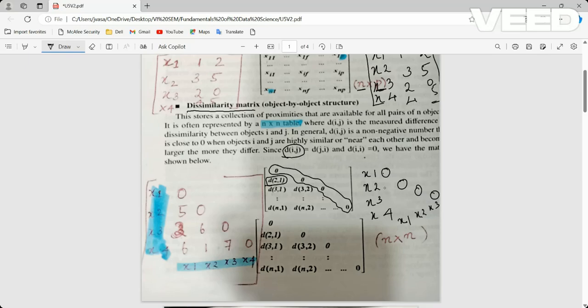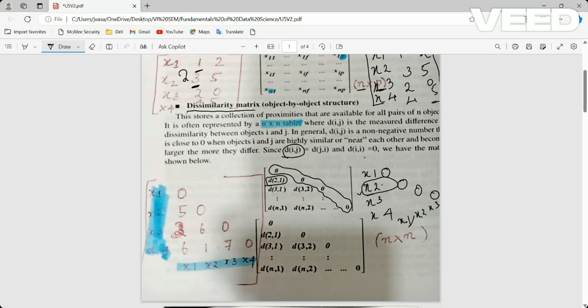For this place, I'm going to compare x1 and x2. So I'm going to compare x1 with x2. x1 is here and x2 is here. In x1, I have 1 here, and in x2, 3 is here. So what I'm going to write is that 3 minus 1 will give me the answer 2.